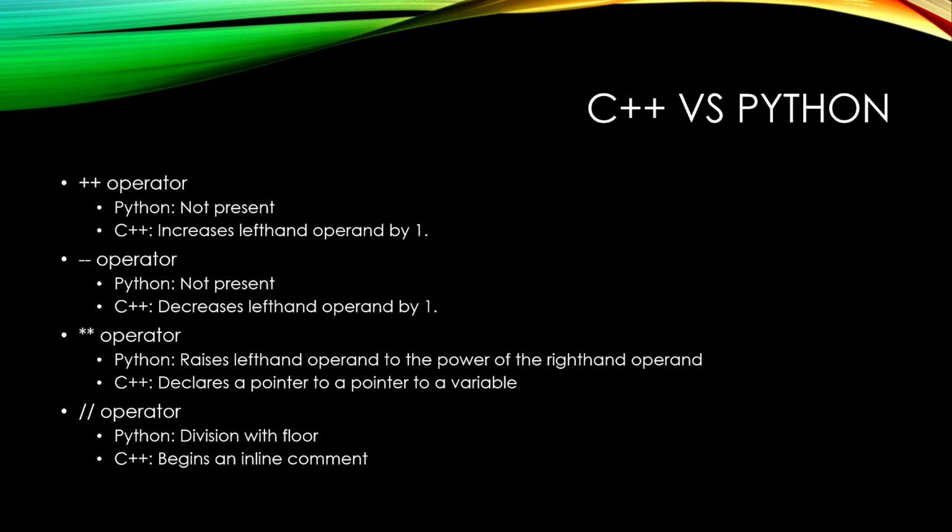And then we have the slash slash, divide divide operator. In Python, this was division with floor. So it was a division that produced an integer. In C++, this is how you start an inline comment. It actually does nothing for your code.